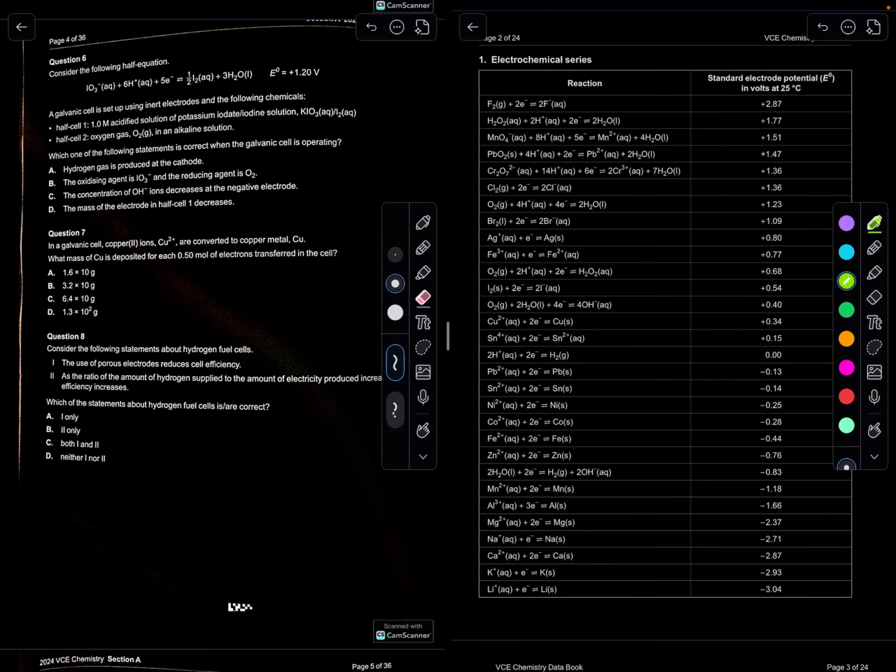We already know the half 1 equation looks like this. What about oxygen? So oxygen in alkaline solution is which one? It's this one over here, isn't it? Because if you think about it, can you see how it's oxygen? And it's in an alkaline solution. It has OH ions, so it's that one. Now, what is the voltage? It's 0.4. Yes, it's actually less than this.